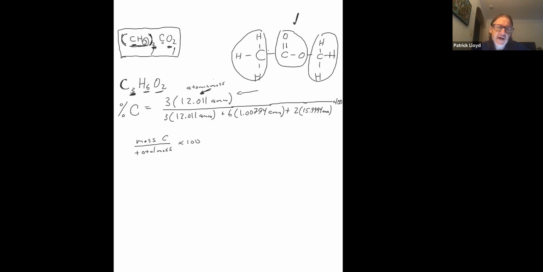So you just have to figure out how many carbons you have, how many hydrogens, how many oxygens. Be careful in the denominator. I would recommend when you do these calculations, at least at the beginning, to do the numerator calculation first. So do your 3 times 12.01. Okay, I just did that calculation. Then I'm going to do the denominator calculation. For that one, I'll use my calculator.